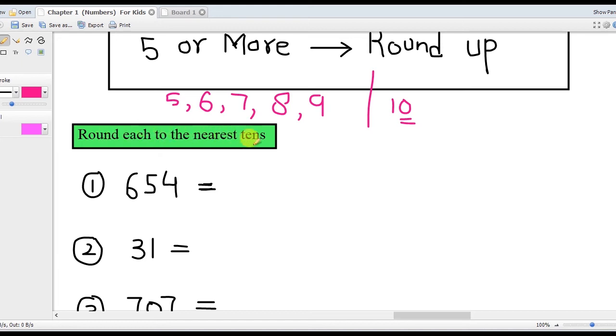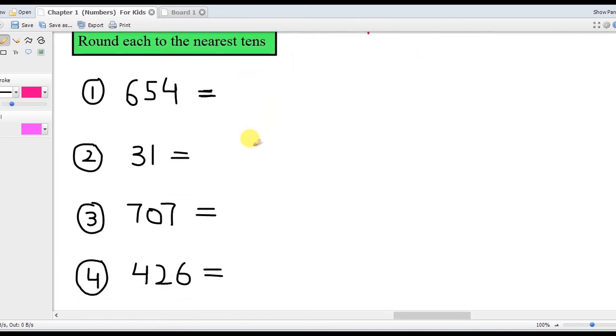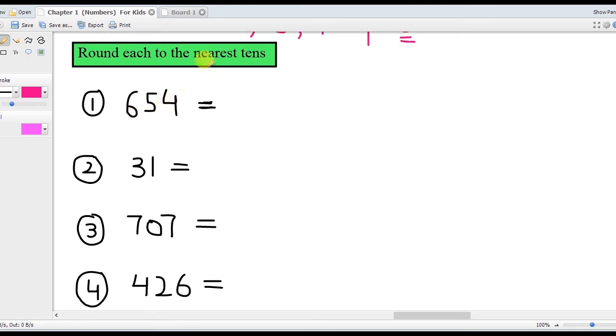Round each to the nearest tens. So here we have a question which is 654, and we have to round it to the nearest 10. This is our aim, to round this number. Okay, so where is your tens place? This is the unit place, this is the tens place, right? And this is the hundreds place. So we have to round this number to the tens place, right?